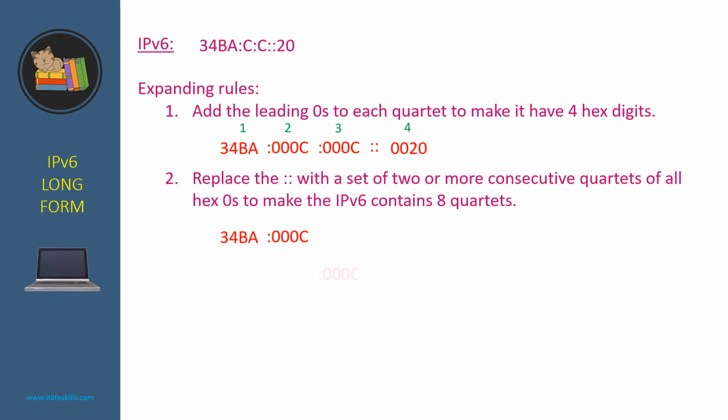And here is the first 3 quartets. Now it comes with the double colon. So let's replace it with 4 quartets of all hex 0 and add the last quartet. And here is a long form of the IP version 6 address.